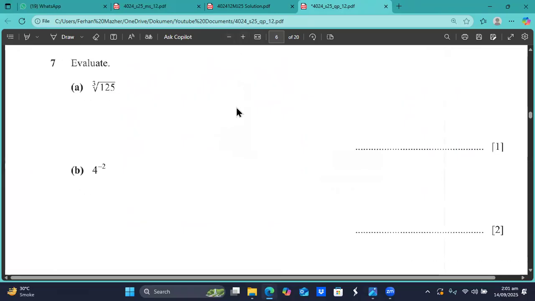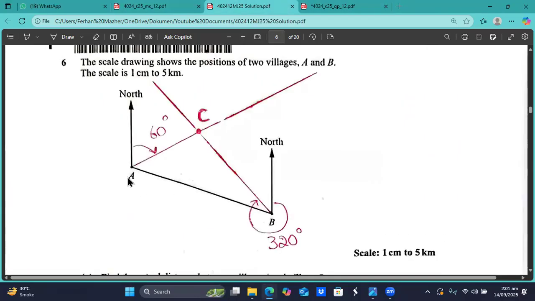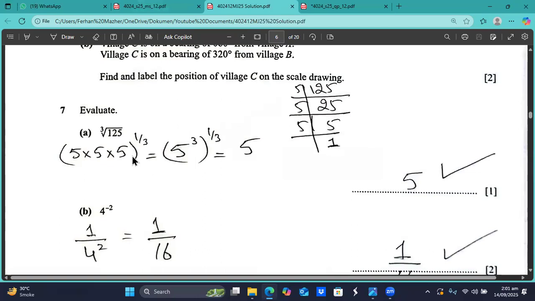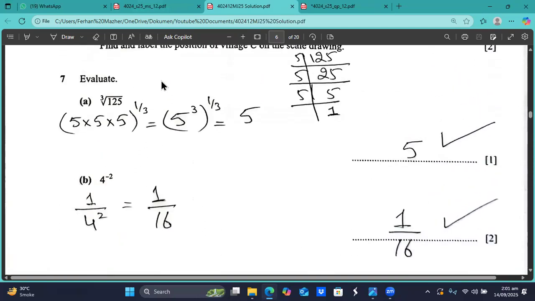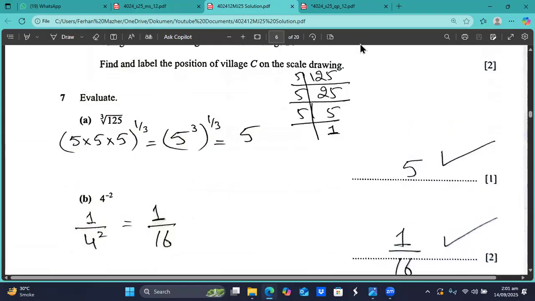Question number 7, which is of 1 mark. We have to find the third root of 125. We will prime factorize 125. So here we go. You can very easily prime factorize 125. So 125 divided. So here you see I have prime factorized them.